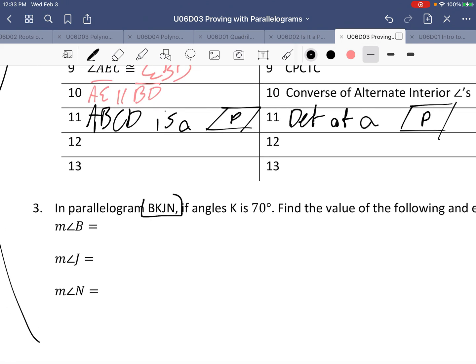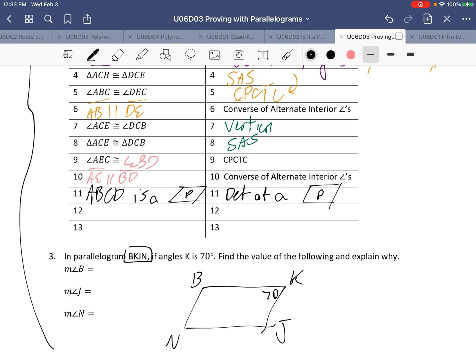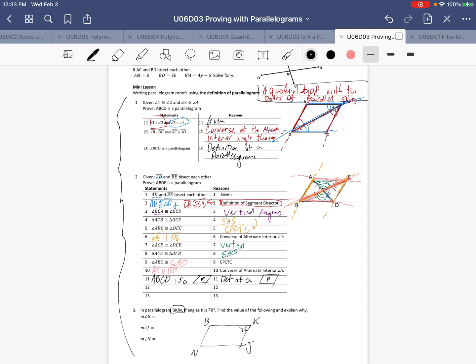Next, it says we have a parallelogram BKJN. So if we draw a parallelogram BKJN, we're told that angle K is 70 degrees. You should be able to find the remaining values on your own. So I will end the video here.